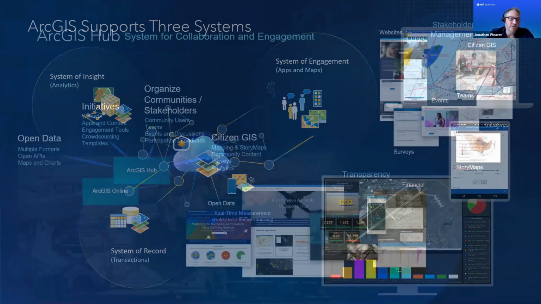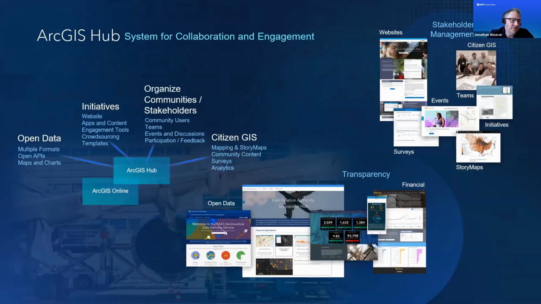And one of the ways that we do that is through ArcGIS Hub. So this is a system for collaboration and engagement. You can think of ArcGIS Hub as an extension to ArcGIS Online. It really empowers stakeholders and citizens with some GIS capabilities. It's not just the ability to organize the communities around certain what we call initiatives, but it is putting powerful GIS capabilities into the hands of those citizens or stakeholders as well.